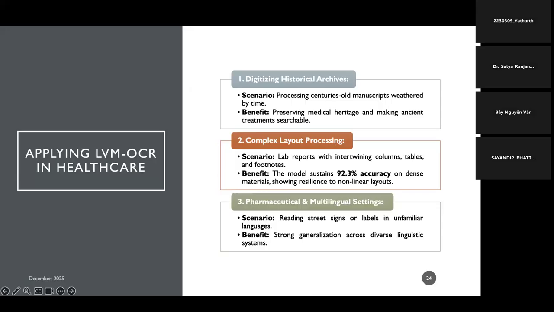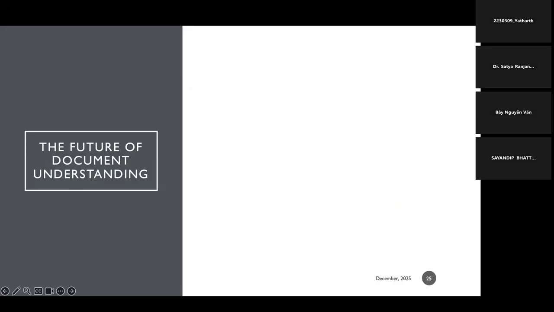So finally, we look at the global context. In pharmaceutical settings, when traveling, we often encounter street signs or medical labels in an unfamiliar language. This can be dangerous if misread. Our model offers strong generalization across diverse linguistic systems, whether the label is in English, Arabic, Chinese, or others. So the system provides a reliable reading, ensuring safety across borders. Here's a picture of the document understanding.